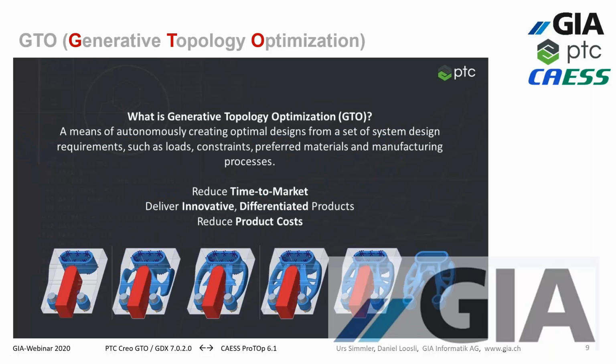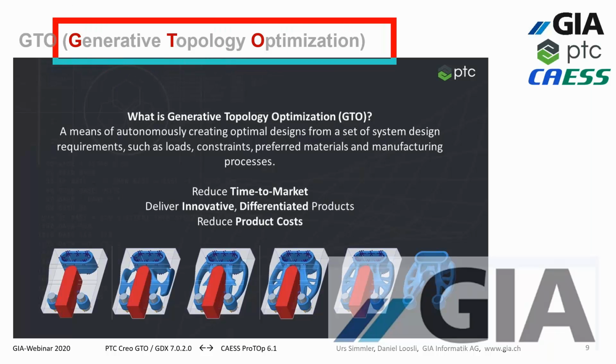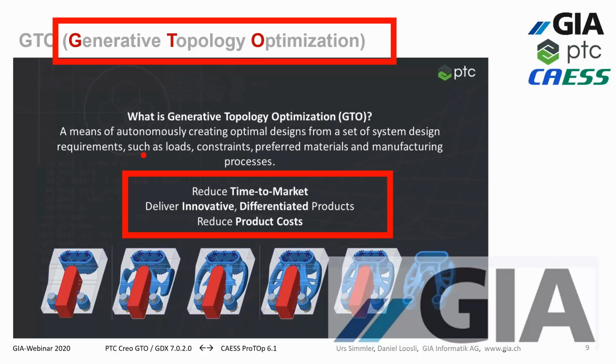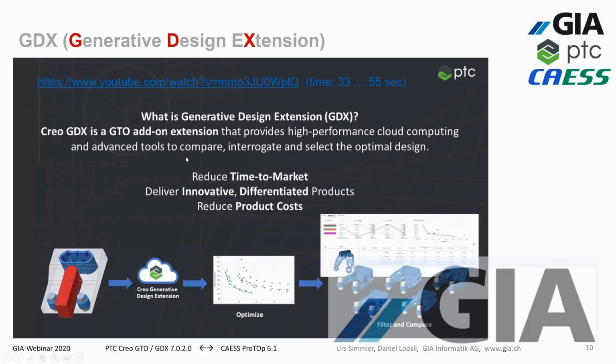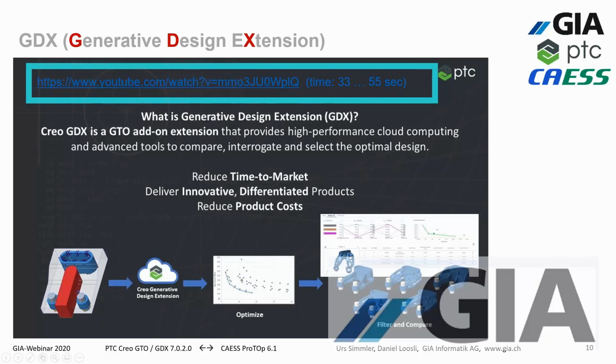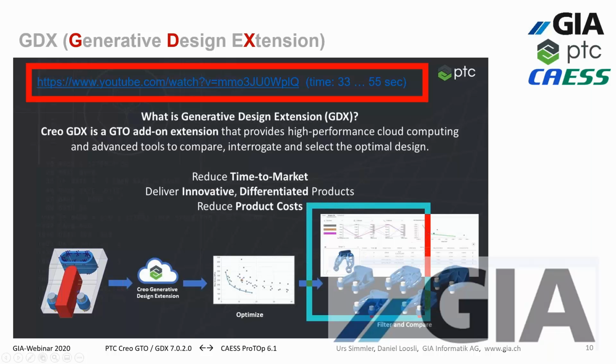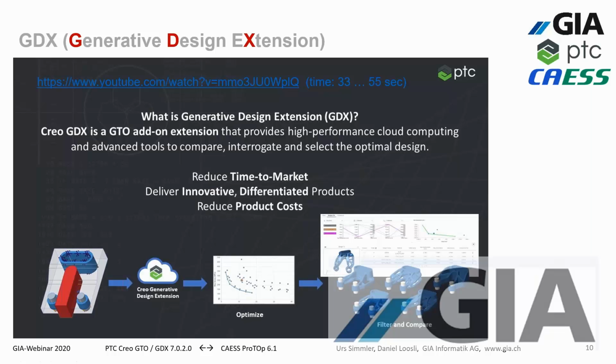Okay, what's the GTO? I will show the GTO product, the desktop solution, later. With this solution we want to create very powerful products with the help of loads and constraints and the manufacturing process we are going to choose. We are creating different kinds of products, different shapes, and in the end we want to have the most powerful shape. And this GTO supports us within the Creo Parametric solution. On top of that, here is also a link where you can later see a movie showing this GDX product. With the GDX we have a cloud solution.